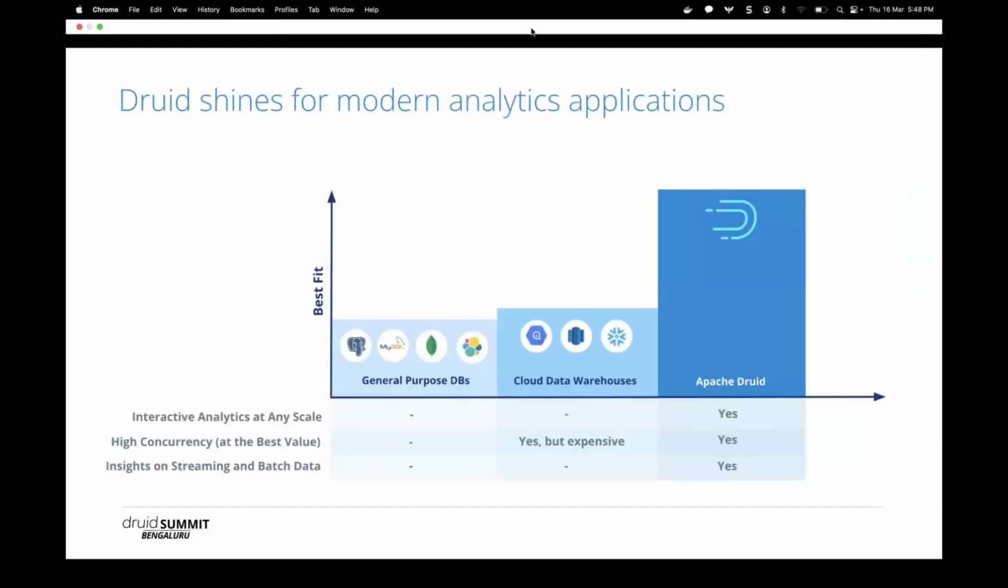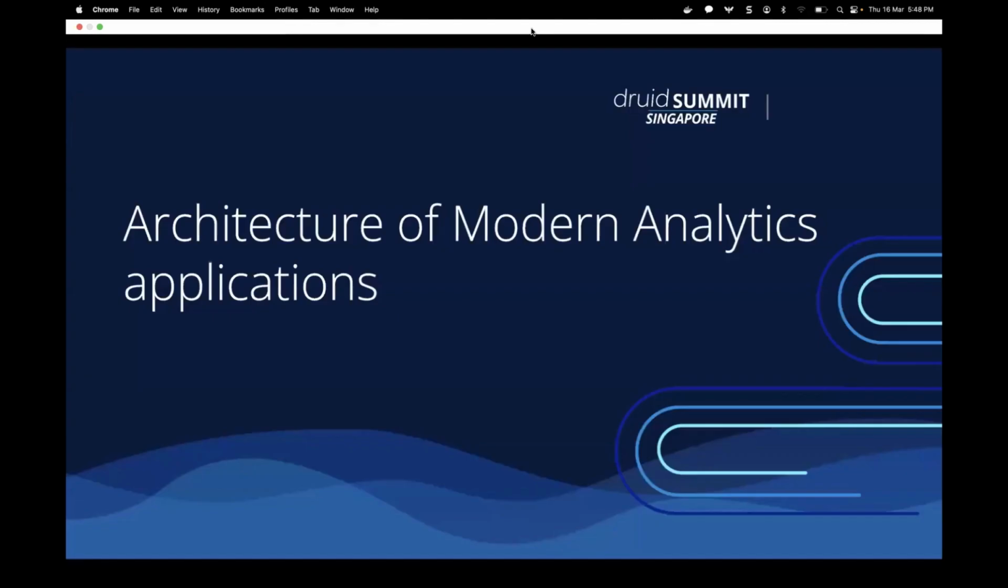So interactive analytics at any scale, high concurrency at the best value, and insights on streaming and batch data. This is what Druid is made for. This is what Druid really does extremely well, right? So that's what the whole story is.